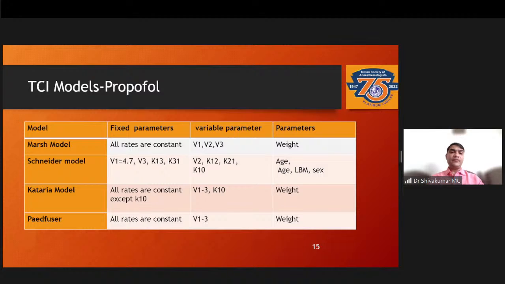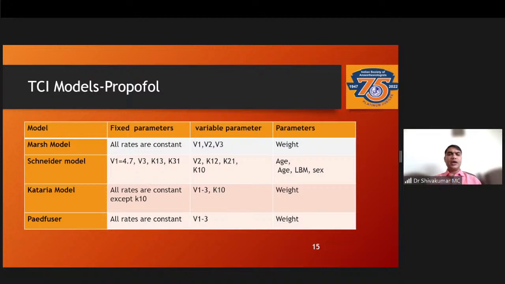Okay, so there are various models which are available. I'll discuss the target-controlled infusion models which are available for Propofol. There are mainly 4 models: the Marsh and Schnider models, which are commonly used for adults, and the Kataria and Paedfusor models, which are used for pediatrics. Certain parameters are fixed parameters, certain parameters are variable parameters, and it depends either on weight or on weight with other parameters being fixed.